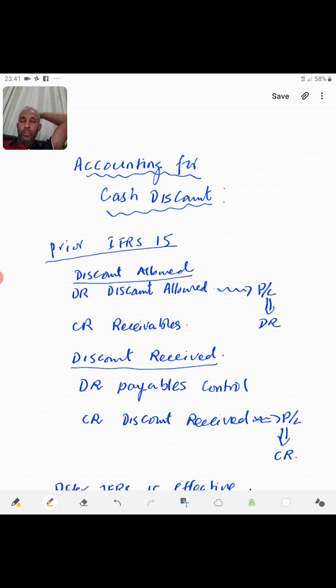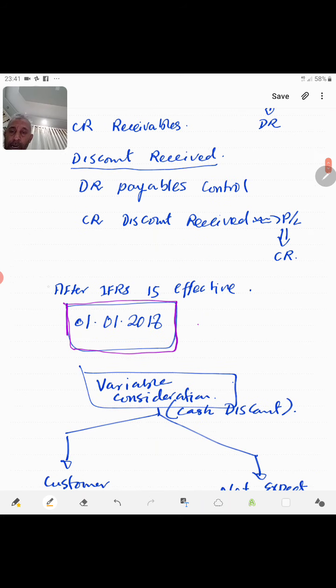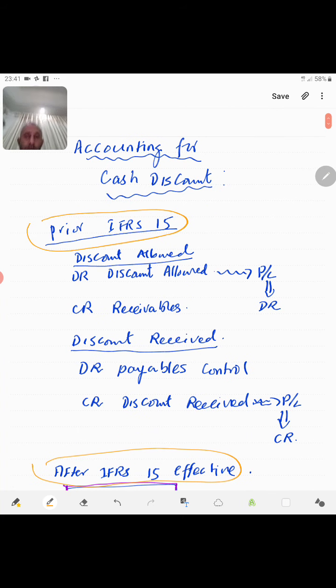After a very long time, I thought of coming up with one short video on accounting for discount, or accounting for cash discount. Accounting for cash discount takes two versions: versions prior to IFRS 15 and after IFRS 15. So there are two versions where we can account for the discount.